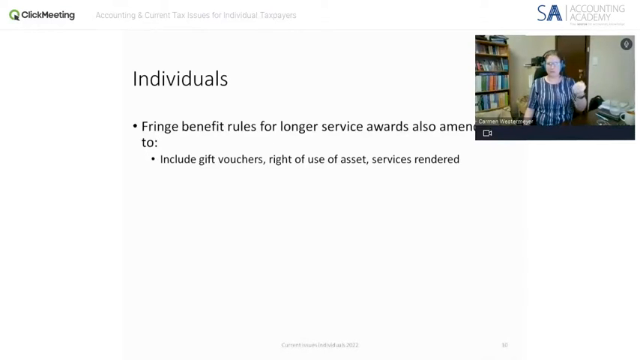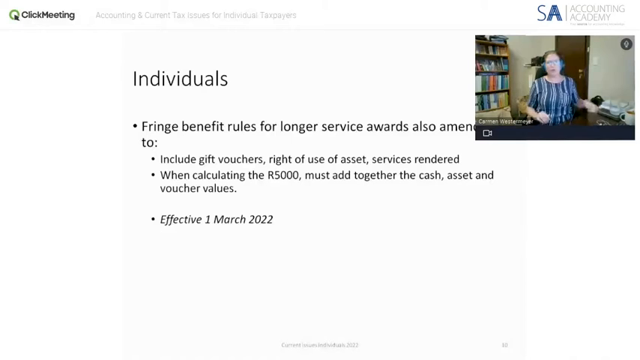So if I give someone 5,000 Rand as a long service award in cash, that would normally be an allowance or possibly a payment for services rendered in terms of either Section 8, or in terms of special inclusion para C in the gross income definition, those would now have a nil value. However, because we all know how people's minds work, no, you can't give someone a gift voucher and cash and an asset and use the 5,000 each time. It's 5,000 in total as a long service award. Right. That's already effective. That became the law as of 1 March 2022.